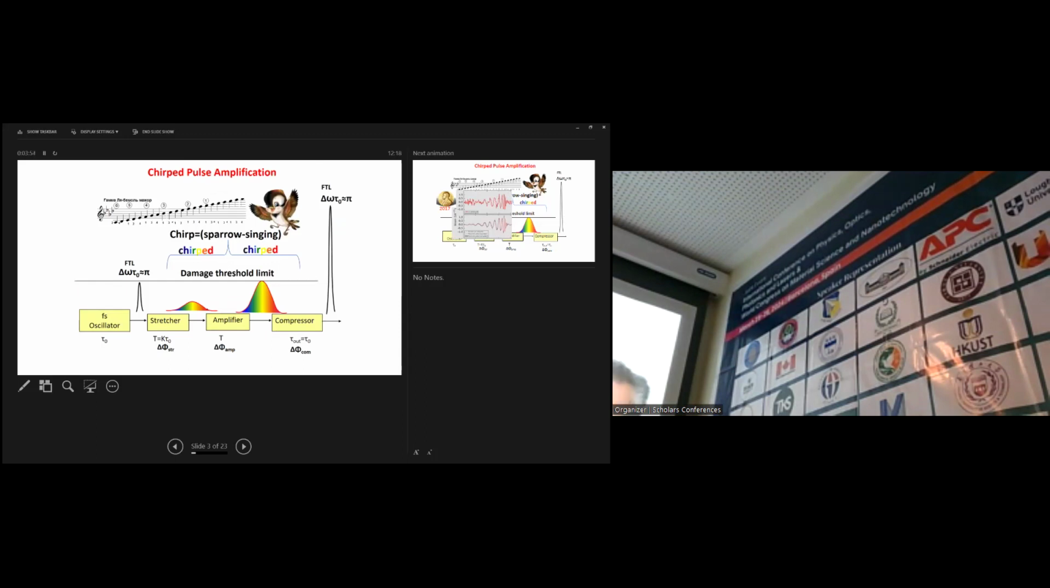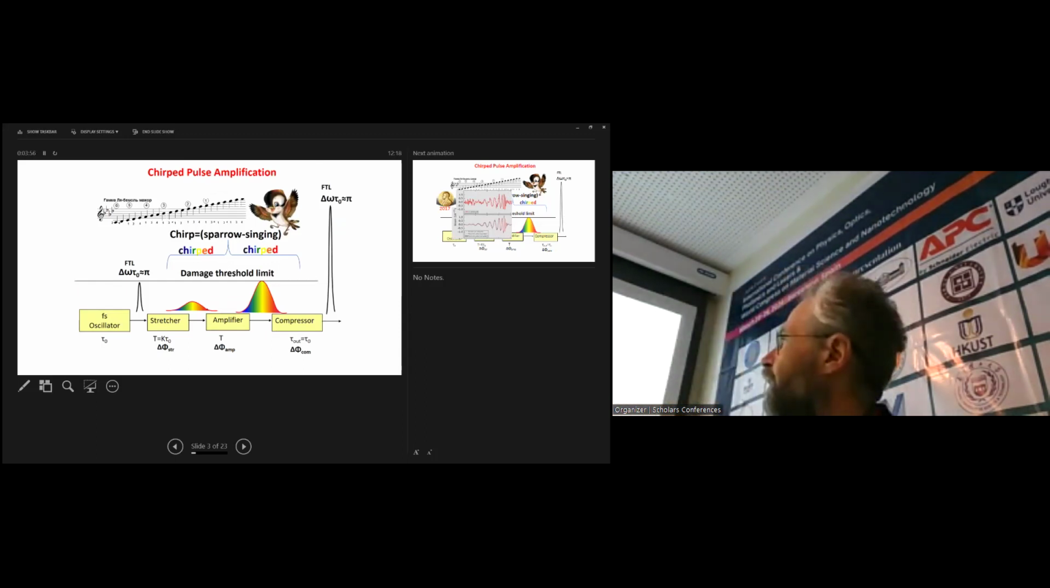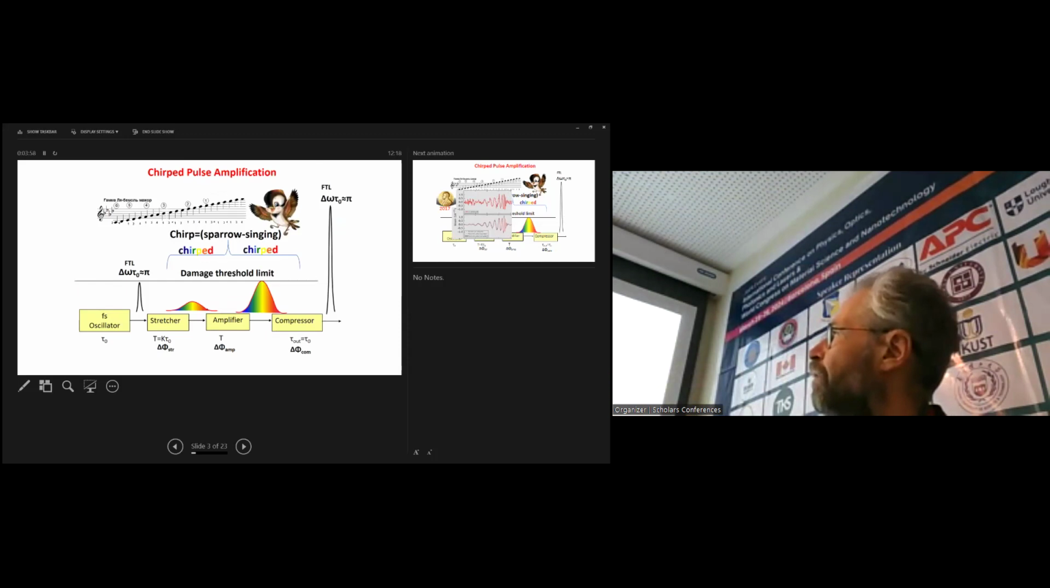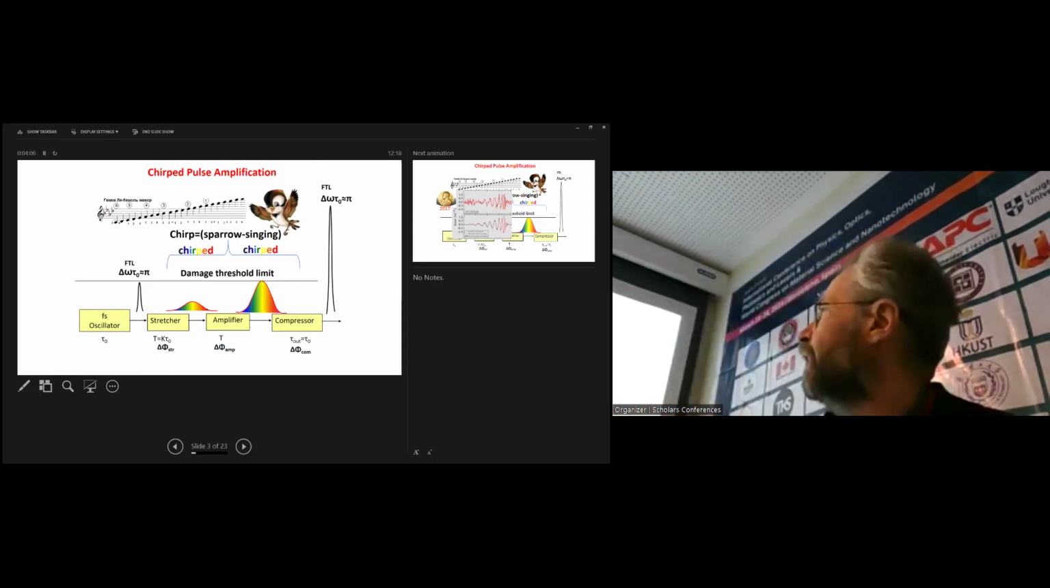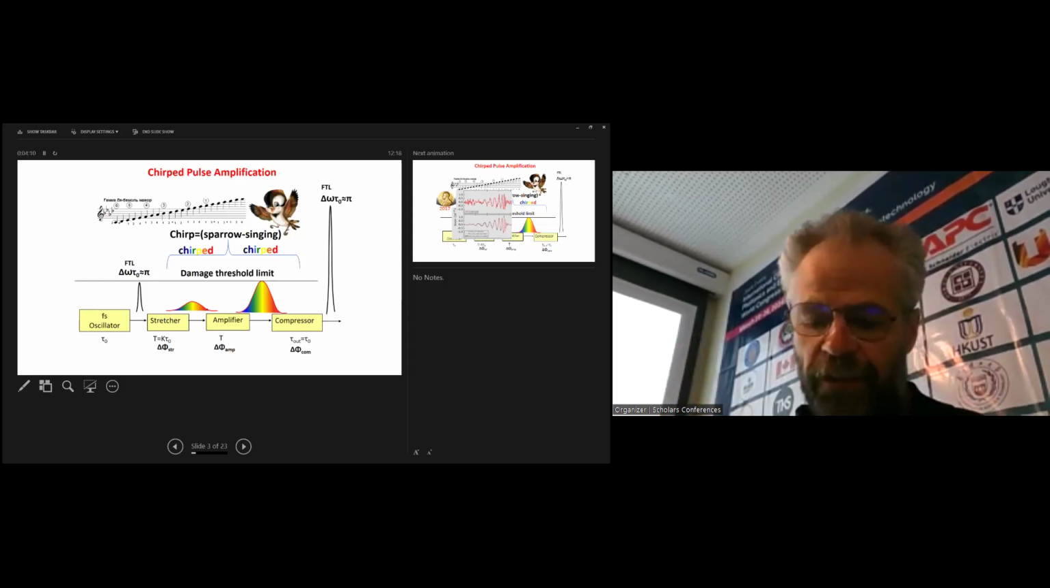So this technique is called chirped pulse amplification, because to stretch the pulse we have to delay different frequencies for different times, and it looks like a chirp to me, but this term chirp comes from microwave science, from radar technology.